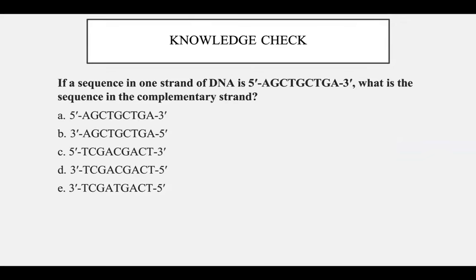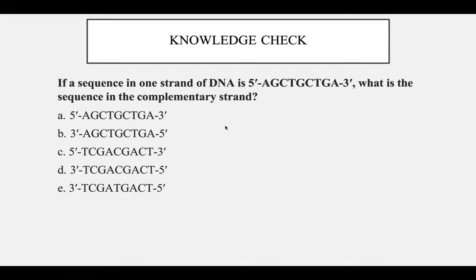So in a sequence, if a sequence in one strand is 5 prime to 3 prime, AGC, TGC, TGA, what's the sequence in the complementary strand? The correct answer is D. The complementary strand will always be in the opposite direction. Why? Because DNA is anti-parallel. If you have one strand that's 5 prime to 3 prime, your second strand will be 3 prime to 5 prime, and it will be exactly the opposite of whatever's written here. So A will be replaced by T, G will be replaced by C, and so on. So that's why for this one, the correct answer is D.